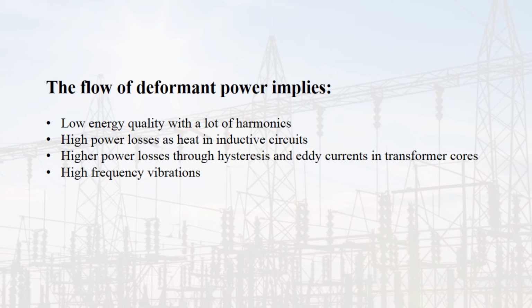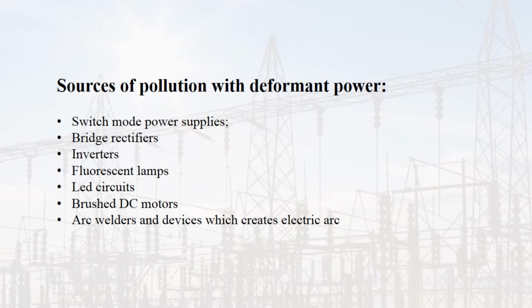The flow of deformant power is bad for the consumer because it lowers the quality of energy. Imagine an induction motor plugged into such a low quality grid. The 50 Hz harmonic will drive the motor at a certain speed. At the same time, the 150 Hz harmonic will try to drive the motor at 3 times more speed, and so on. Meanwhile, all this deformant energy will convert into heat and will lower the efficiency and lifespan of the motor. The biggest sources of pollution with harmonics are switch mode power supplies, like those contained in computers, fluorescent and LED light bulbs, arc welders, and so on.